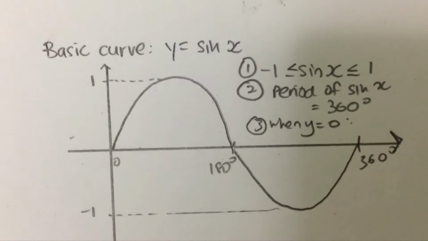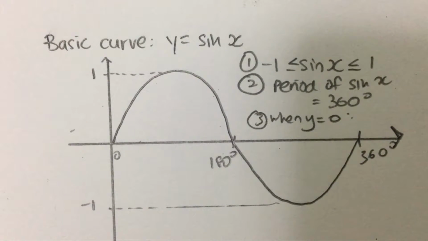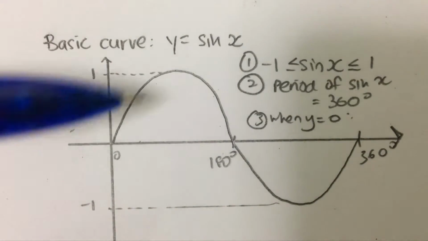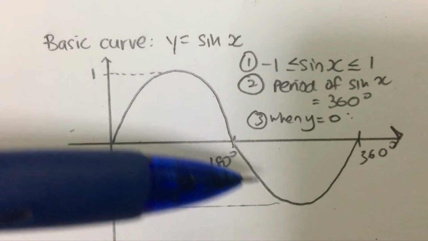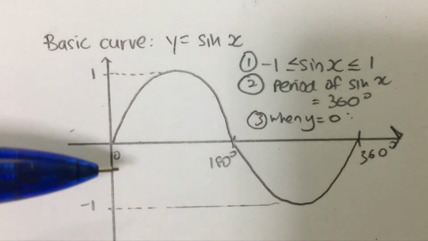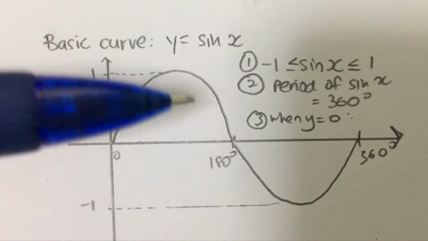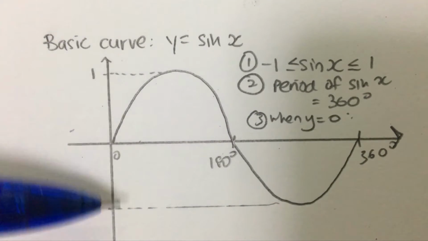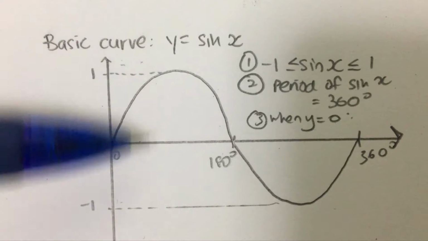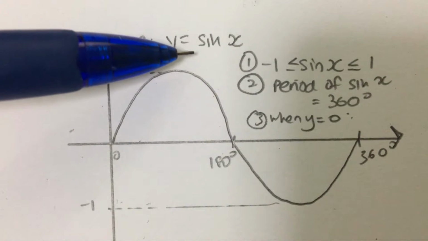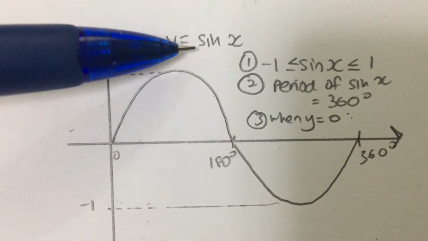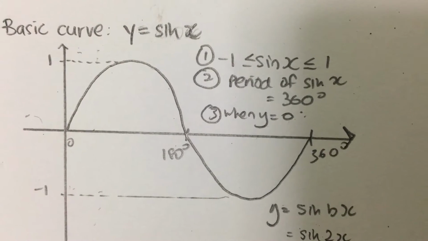Alright, so let's take a look. This is the basic shape of the curve. The basic curve that we always look at is y equals sine x. If we plot y equals sine x, it is like a sinusoidal wave. Some things that we can take note of. The first point says that sine x is between -1 and 1. Of course, this will change if you multiply any constant in front of the sine x itself.